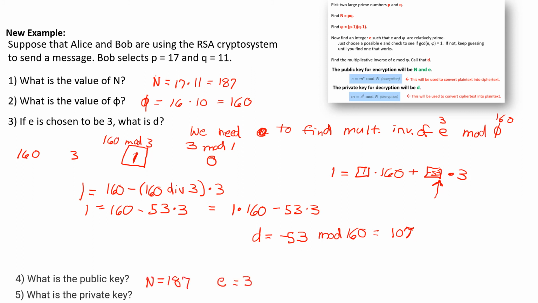So what would be the public key that's given out? It'd be the N and the E. And then what's the private key? That would be the value of D, which is 107.